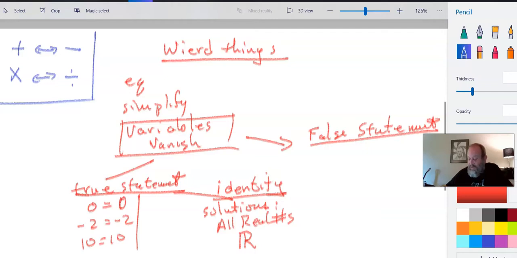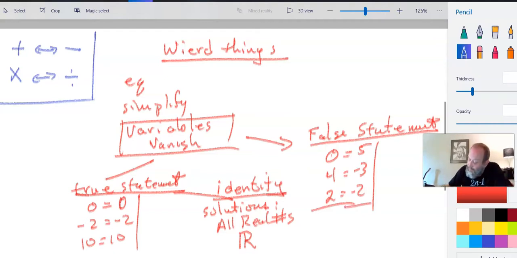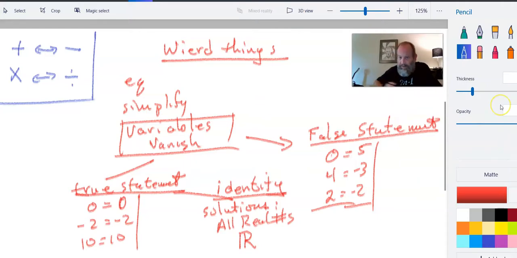Right? If you get a false statement, you'll get things like 0 equals 5, 4 equals negative 3, 2 equals negative 2, right? Things that are definitely not equal to each other. Okay, now if I do that, and I'm going to move my happy little face here. If that happens, you know it's a false statement because these things aren't true, and there's nothing you can do about it because there's nowhere to plug in a variable to change values. This is called a contradiction.